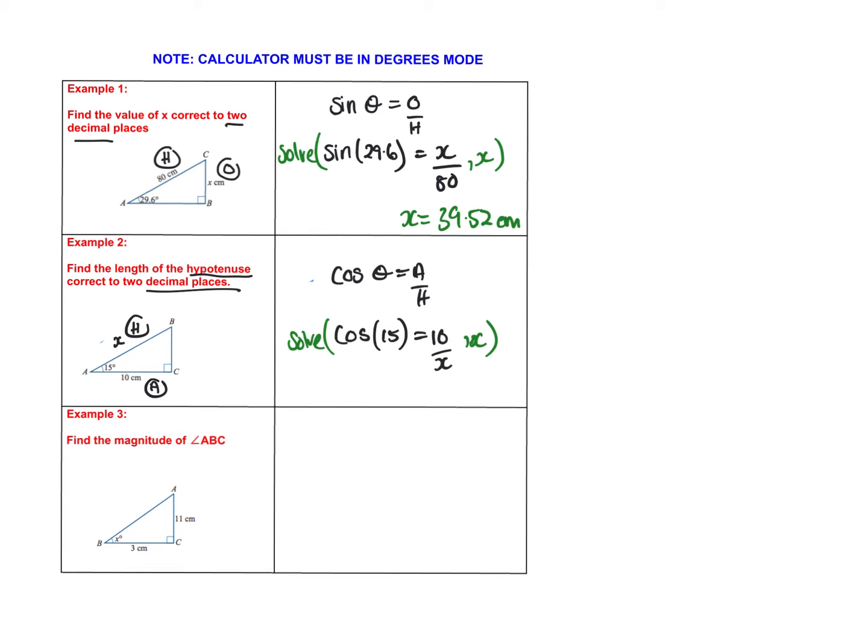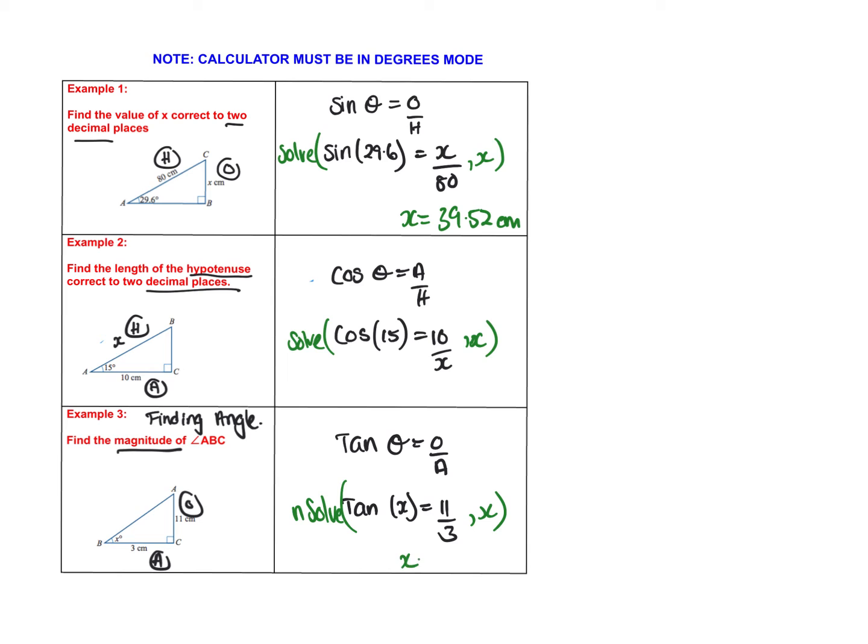And then the last one, when you're finding the magnitude, so when you're finding the angle, that's when you might have to put the n solve in it. If you have a look here, we look at the triangle, we've got the adjacent and we've got the opposite. So I'd be using tan. So tan is O over A. I pop in what I know, which is 11 over 3. If you're using the solve function in your calculator, you would just put a little n in front of it and solve, comma x, and that will give you the angle. I'll just show you why.